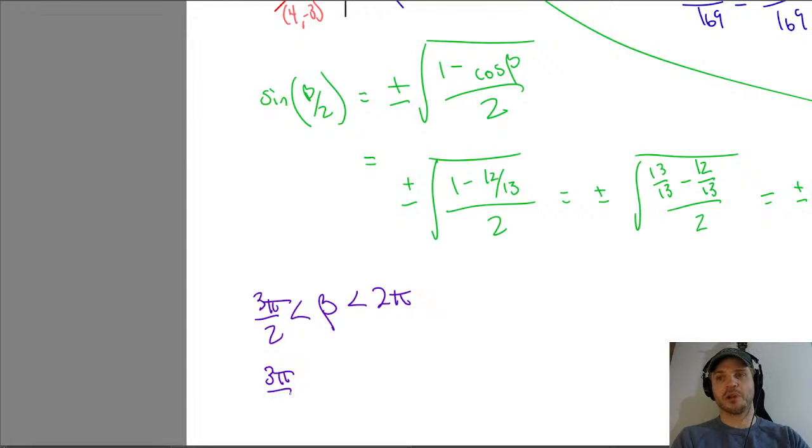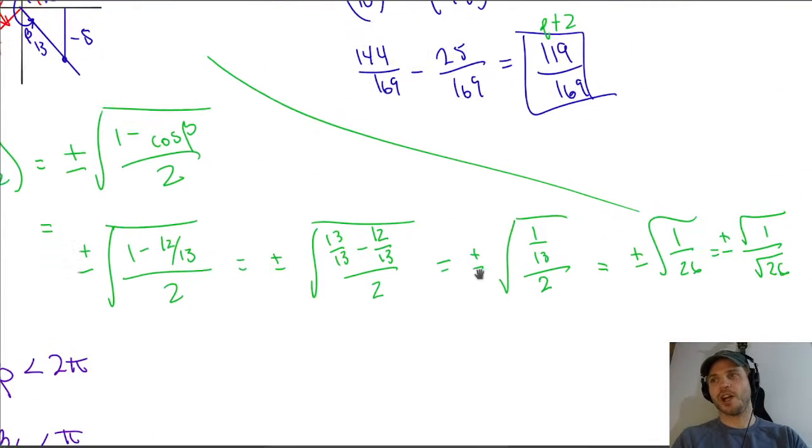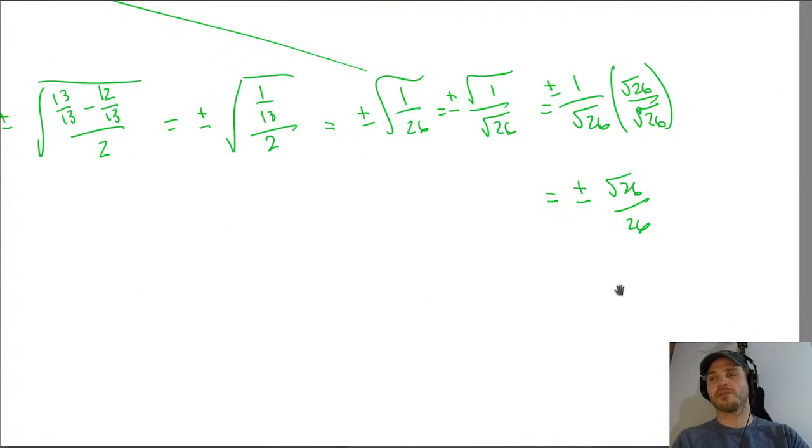So I get 3 pi over 4 is less than beta over 2, which is the angle we care about now, which is less than pi. Okay, so I divided everything up here by 2. And that's what we just thought through graphically just now.